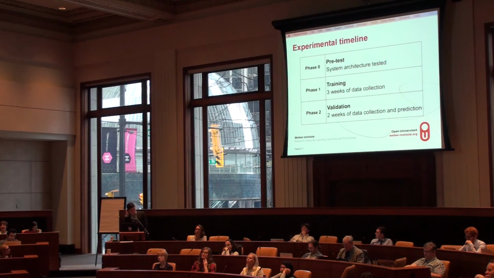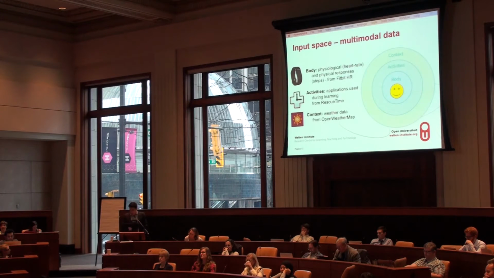Our experiment consisted of 3 phases. The first, a pre-test where we tested all the system architecture, then a training phase where we collected the data, and then a validation phase where we collected the data and generated a prediction. I said that learning is happening in different spaces, but I wanted to explain a little bit what our input space is.